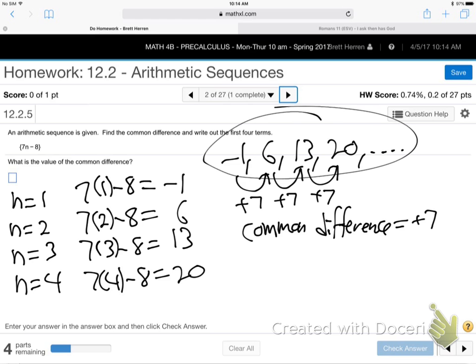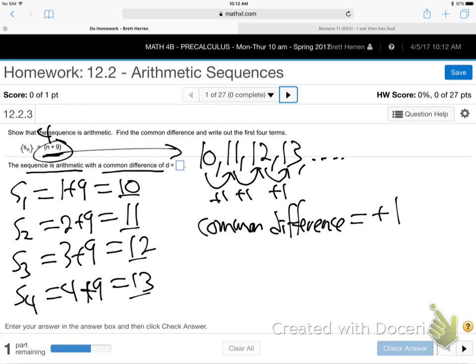Can we make an observation to save some time? How can you just look at the formula and figure out what the common difference is going to be? Where is it? It's the number in front of the n, right? There's a plus 7 in front of the n. The common difference is plus 7. It's like a slope, isn't it? That's like y equals mx plus b. You get it? That's exactly what it's like. It's like a slope.